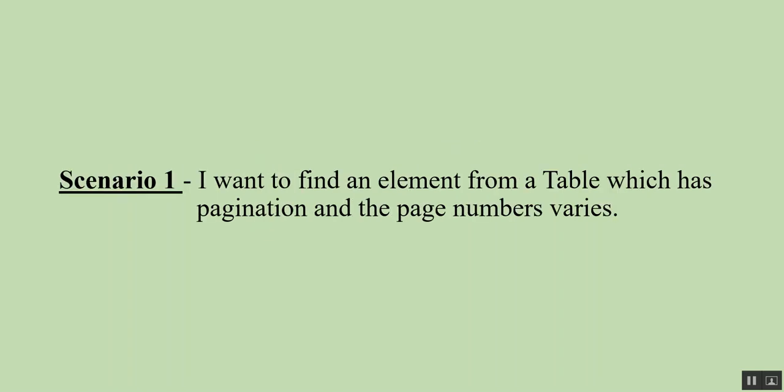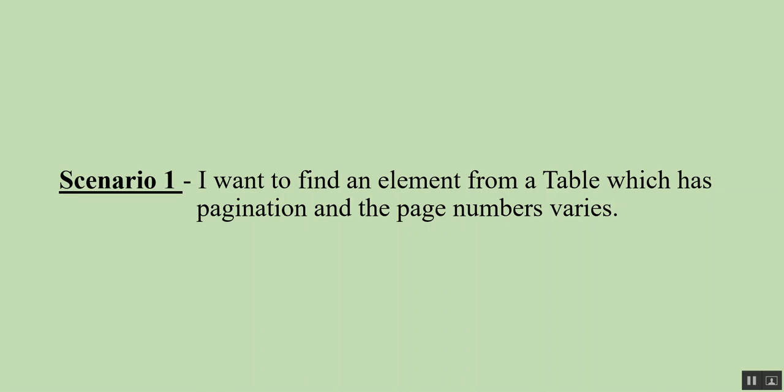So these are all the questions that I have. Now moving on to scenarios. I have around 3 to 4 scenarios which I want you to think through and come up with an answer. The first scenario is: I want to find an element from a table which has pagination, but I don't know how many pages there are. The page count will vary, and I don't know on which page the element comes.